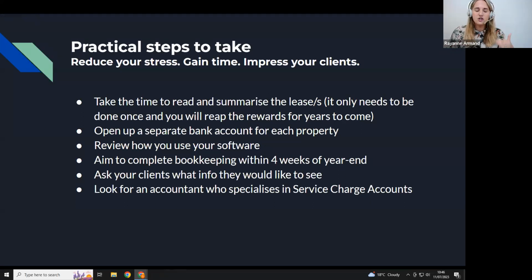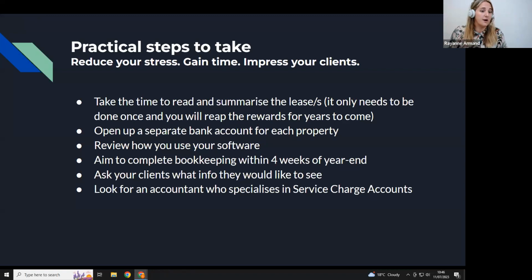So the first thing I said there is just to take the time to read and summarize the lease. So don't just read it. It's actually really good to create a quick summary of the lease, maybe with some screenshots, which will be your future friend, so that you have it there as a quick way of reading, and next year when you're trying to remind yourself, you don't have to read through the whole lease. So make a summary of the lease. It only needs to be done once, and then you'll have the rewards of that in the years to come.